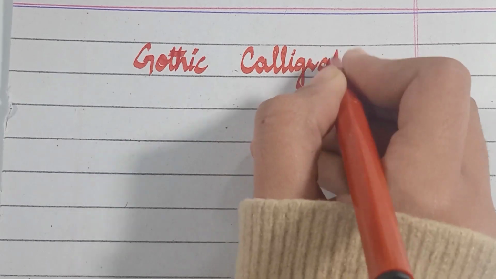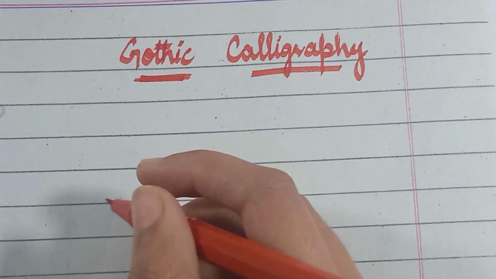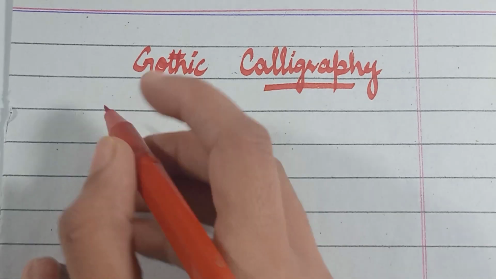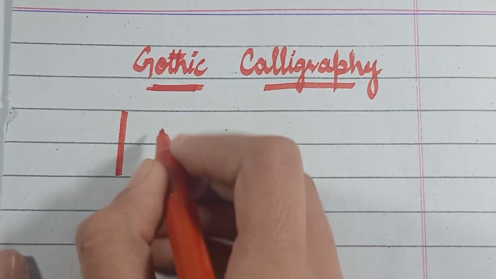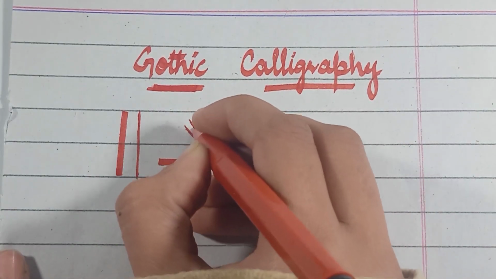Today we will learn how to do Gothic calligraphy. For doing Gothic calligraphy, some things are important. For example, this thick vertical line, this thin vertical line, this thick horizontal line, and these two thin lines.